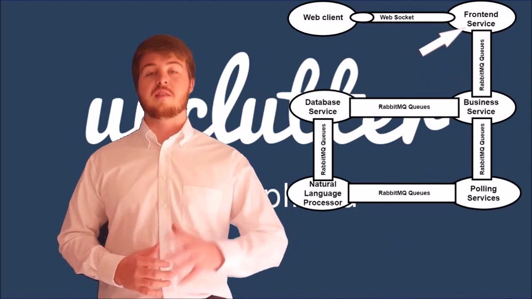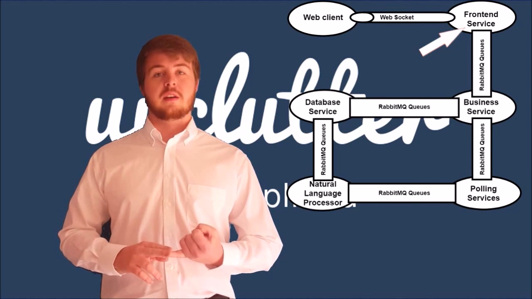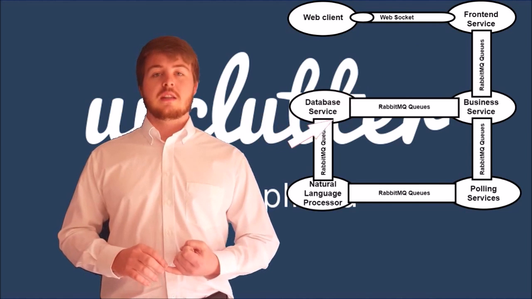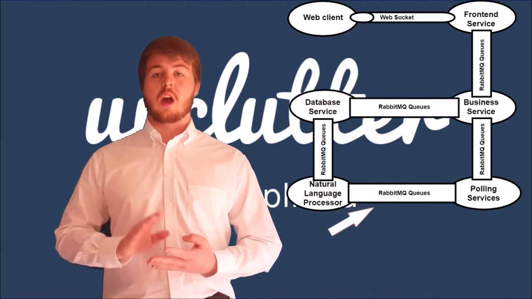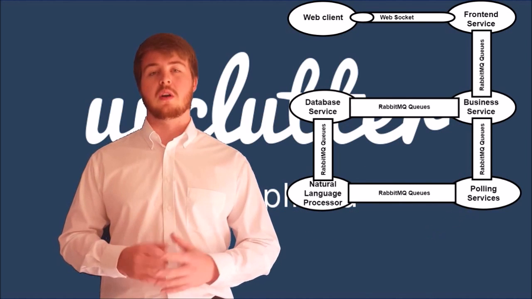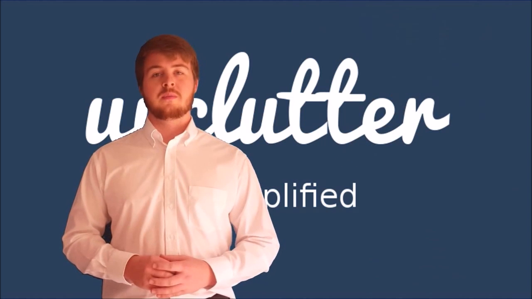Unclutter consists of 5 primary services. Firstly, there's the front end, which Arno will demonstrate in the front end section. Then followed by the database, business logic, a processor, and a collection of services that we call the polars. We'll talk about each of these separately in a few moments.